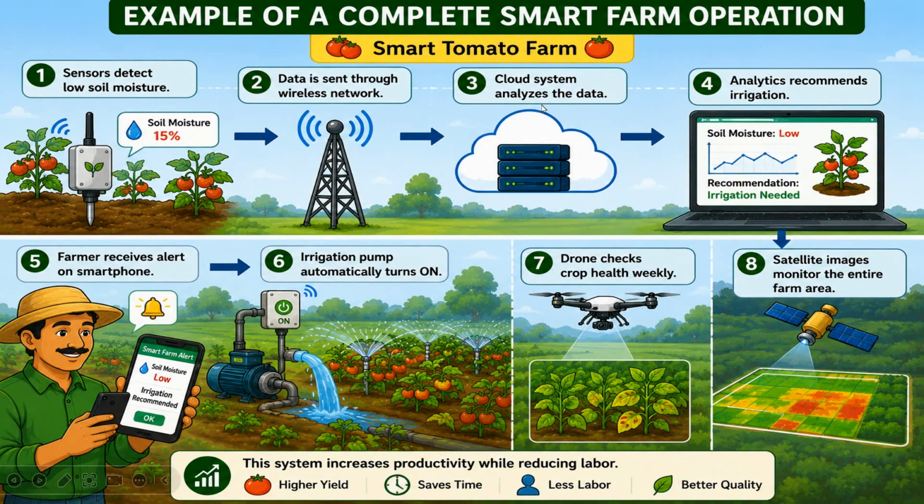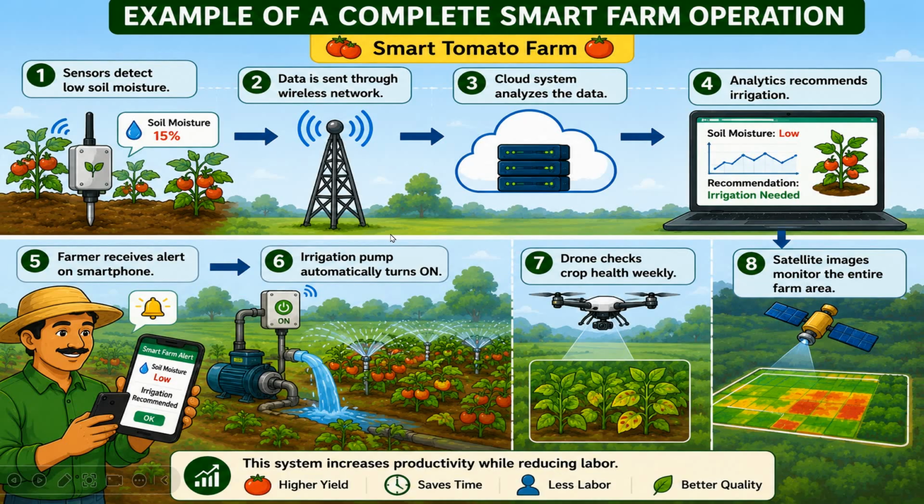Next, the information reaches the cloud, where the data is stored and analyzed, and the cloud will check whether the crops need water. After analyzing the data, the analytics system recommends irrigation because the soil is too dry. Then the farmer will receive the alert on his smartphone. The notification informs the farmer that irrigation is required.